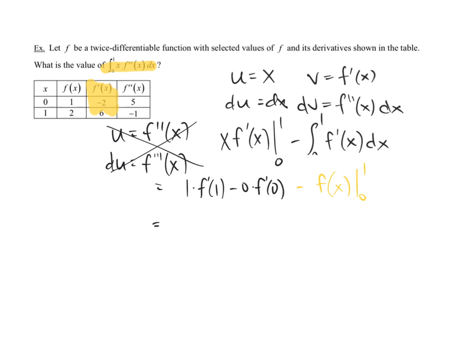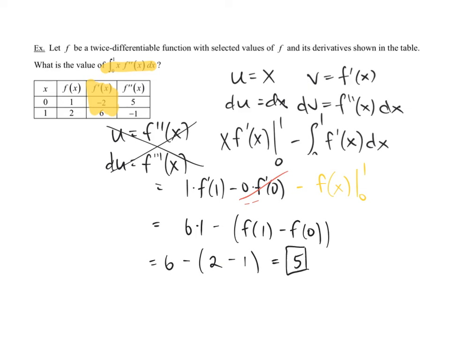And so I'm going to go ahead and plug in some numbers here. So f prime of 1 from the table is 6, times 1 is obviously just 1, minus this term right here has a 0 in it, so I know that that's just going to go away. And then minus f of 1 minus f of 0, using the fundamental theorem of calculus. So f of 1 subtract f of 0, and then just continuing with the evaluation here, 6 minus f of 1 is 2, minus f of 0 is 1, and so what I end up getting here is 6 minus 1, which would be equal to 5.